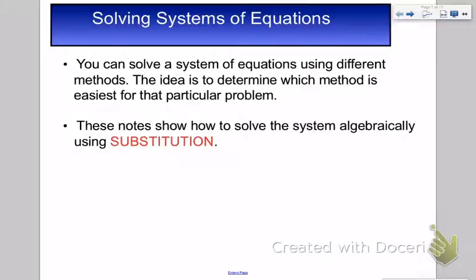This is the topic 2 video for chapter 6, solving systems of equations using substitution. So we have done solving systems of equations graphically, but sometimes we can find that if we're dealing with fractions and decimals, it's not always the most accurate way to solve a system. So we're going to algebraically solve a system using a method called substitution.